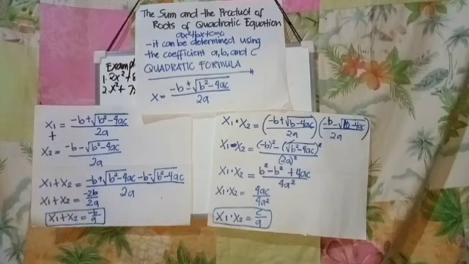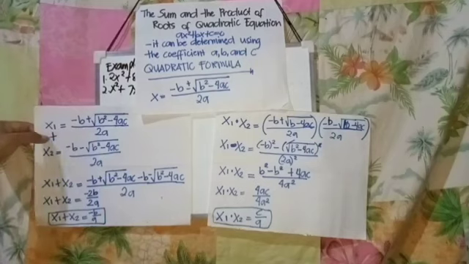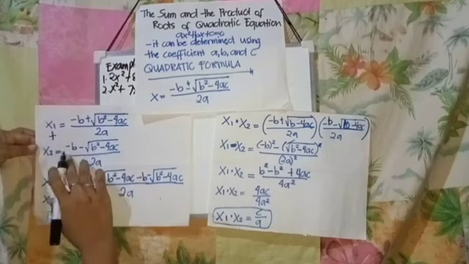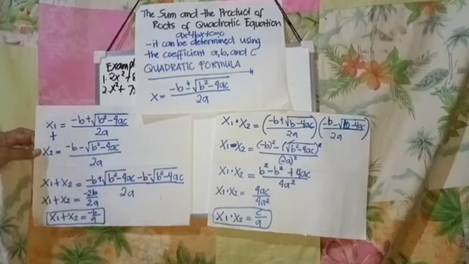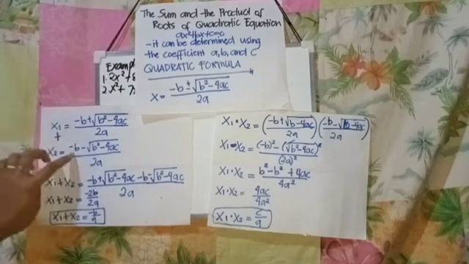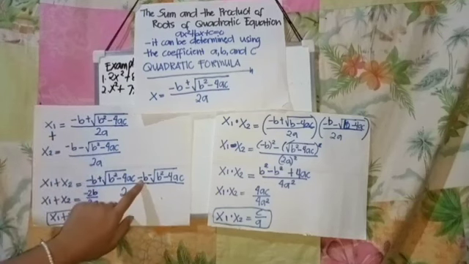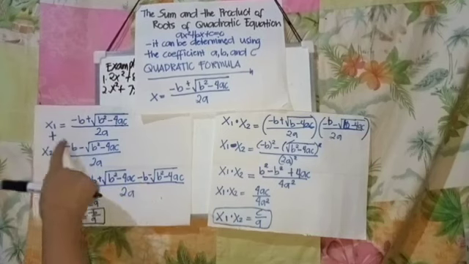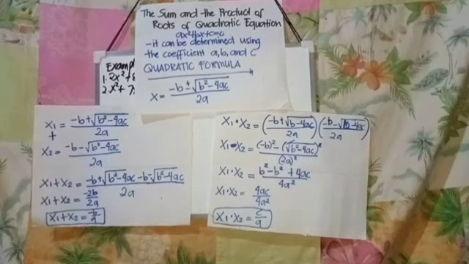So, if you're wondering why it became like this, since this is addition, every sign all over here will change depending on it. So, positive times negative is equal to negative. So, that's why it became negative also.